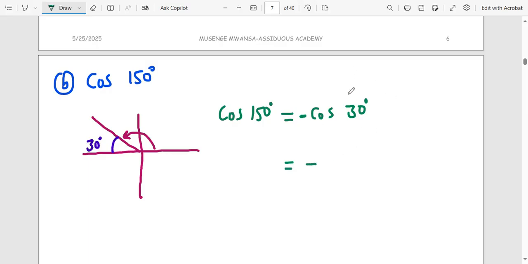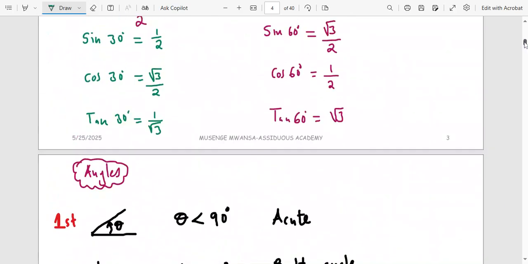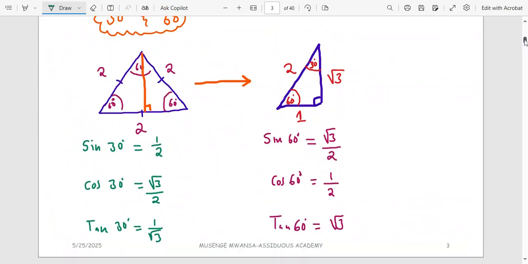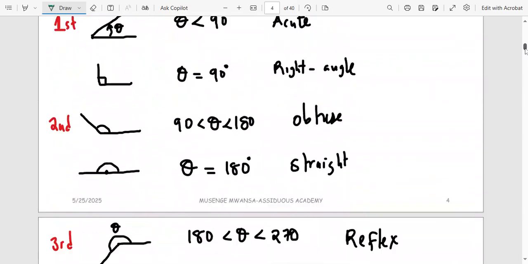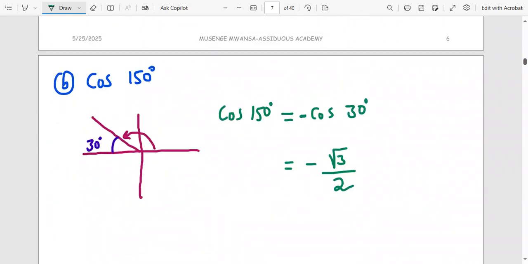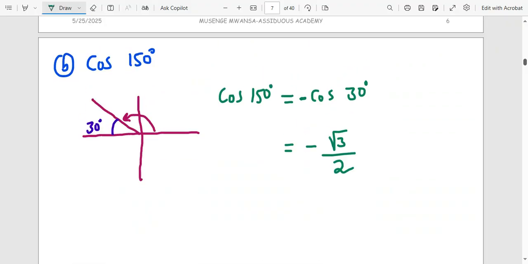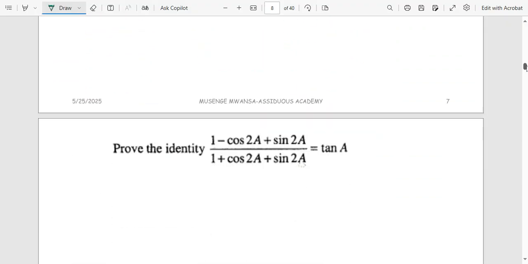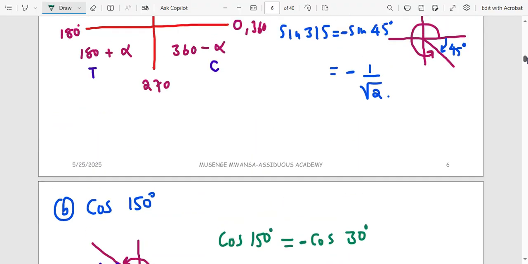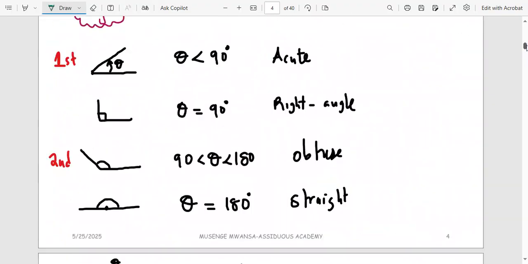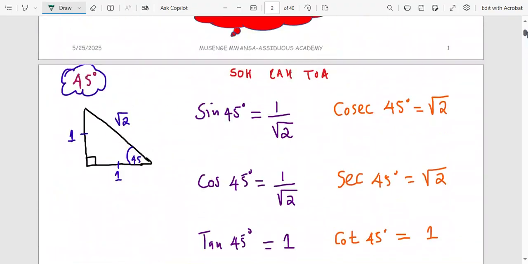Now remember, the cosine of 30 is the square root of 3 over 2. How do you know that? We already know the special angles. I already derived them for you, so I can just get them from the brain, isn't it? So that is how you work out these. Is there any question before we proceed?